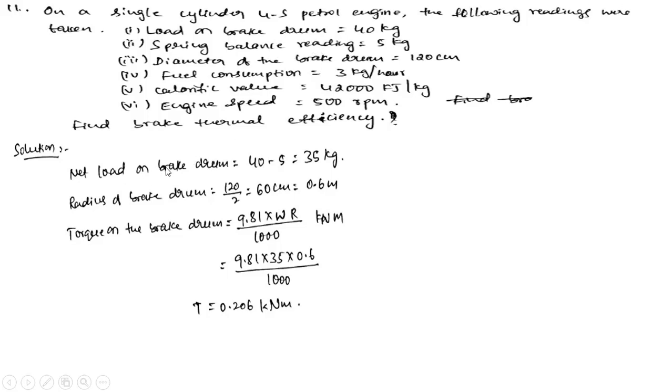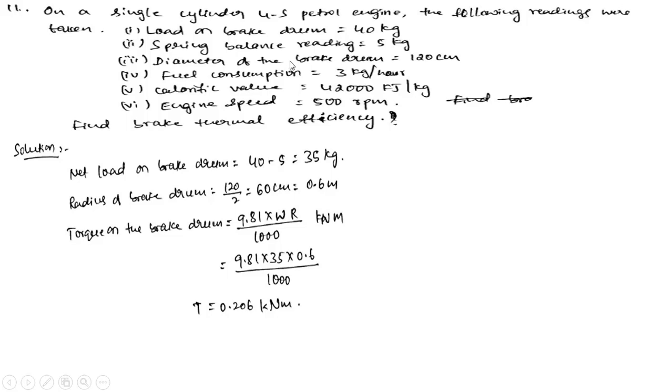Write that. Net load on the brake drum is equal to load on the brake drum 40 minus spring balance reading 5. 40 minus 5 is equal to 35 kg. Write that. Radius of the brake drum: the diameter of the brake drum is given, but the diameter of the rope is not given. So directly we will take this thing only, no problem.